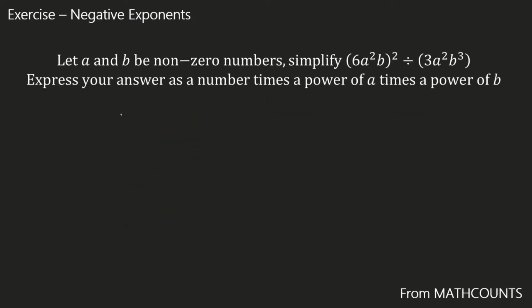Let's look at this next exercise problem. Let a and b be non-zero numbers. Simplify this expression. Write the answer as a number times the power of a times the power of b. So let's first write down the expression. We have 6 times a squared times b, the whole thing raised to the power of 2, divided by parentheses 3 times a squared times b cubed, close parentheses.